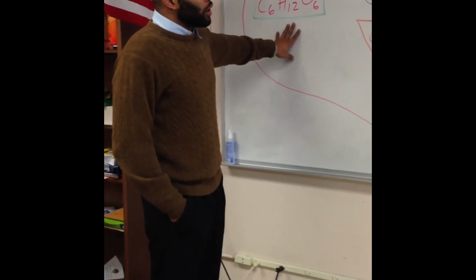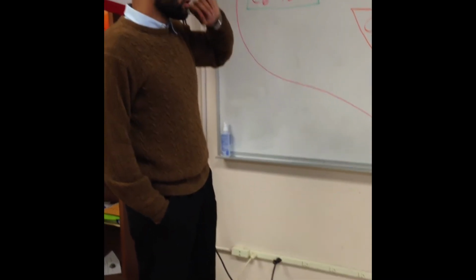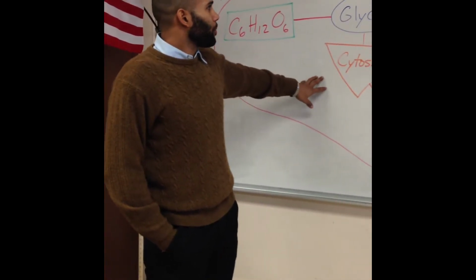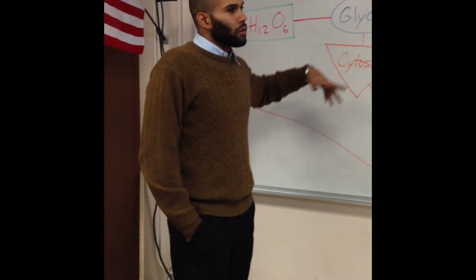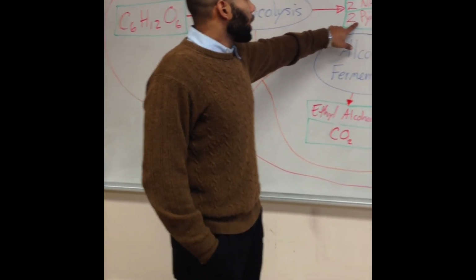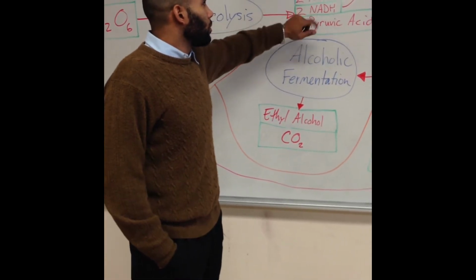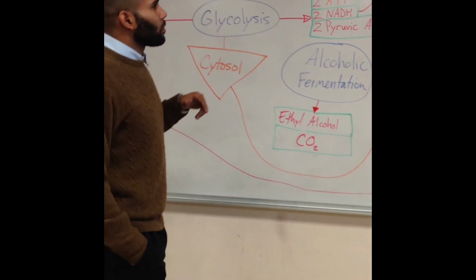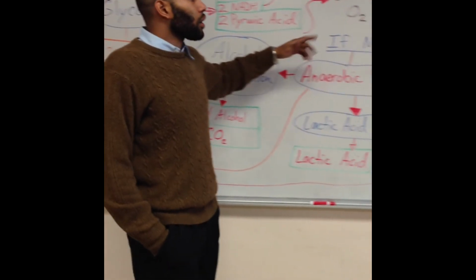We start off with glucose. Cellular respiration starts off with glucose, C6H12O6. In the cytosol, it goes through glycolysis. Comes out, we get 2 pyruvic acids and 2 ATP as well as 2 NADHs. Now, then you get to this big question, is there oxygen or not?